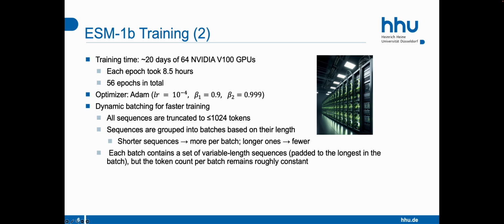Importantly, they adjusted the number of sequences per batch so that the total number of tokens stayed roughly the same for every batch. This way, they could keep the computational load balanced and make sure that they best use their available GPUs.